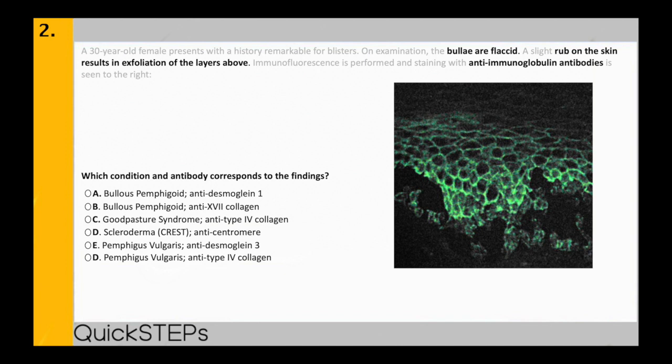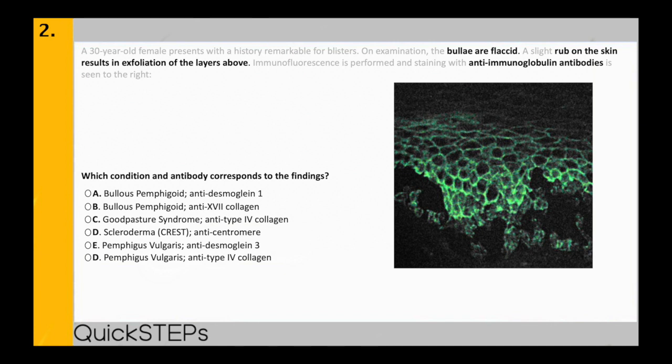How about scleroderma? Well, this does not have to do with any immunofluorescence of the skin layers or bullae formation. The cutaneous findings in scleroderma, or at least those that are associated highly with scleroderma, are sclerodactyly, or thickening and tightening of the skin. So we are left with answer choices E and F, which both include pemphigus vulgaris.